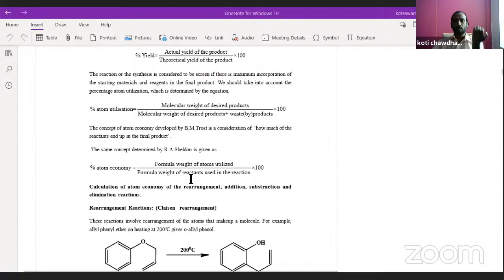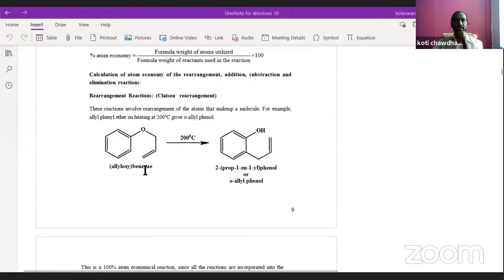How much of the economy is utilized? Suppose 100 rupees are invested in the reaction, and 80% of the product is obtained. Therefore, 80 rupees' worth of product is retained, but 20 rupees' worth of waste product is wasted, and funds are also wasted. Therefore, atom economy is also helpful for the calculation of yield, and the viability of the reaction is also explained.